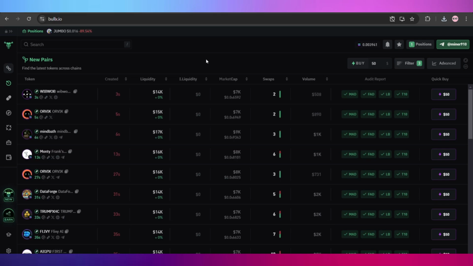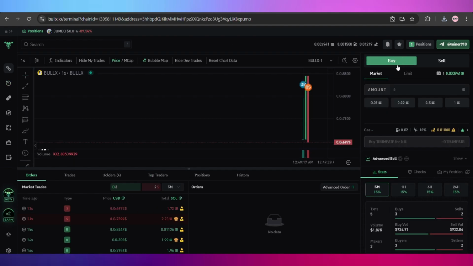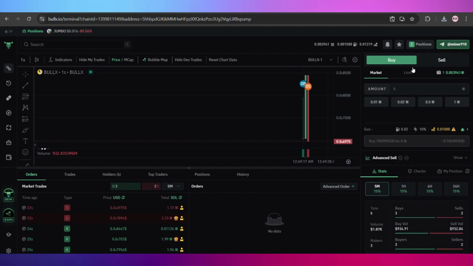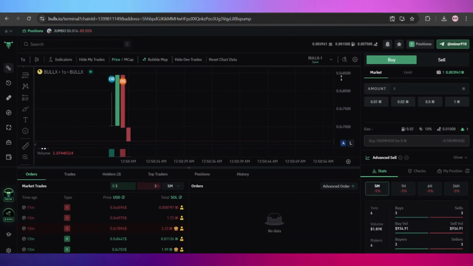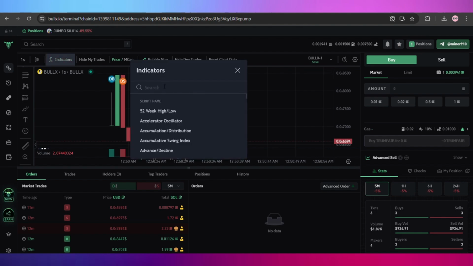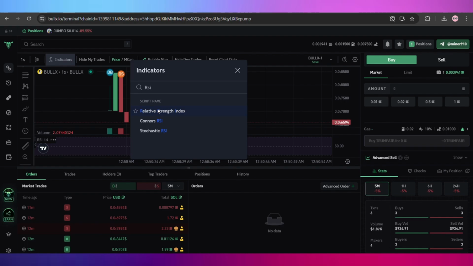In today's video, we will be discussing how to set up a stop loss on Bullx. By default, Bullx does not offer a stop loss feature, but you can still manage your risk and protect your investments using alternative strategies. One of the most important ones is setting up alerts and indicators. When the asset reaches a specific price, you'll receive a notification. You can then log in and manually sell the asset to limit your losses.